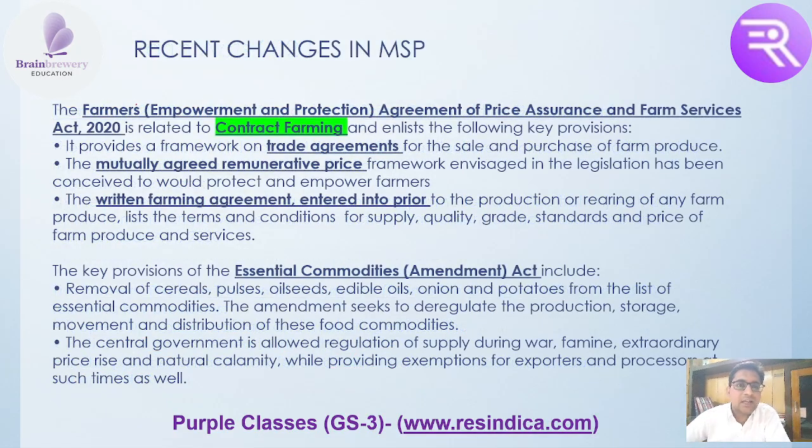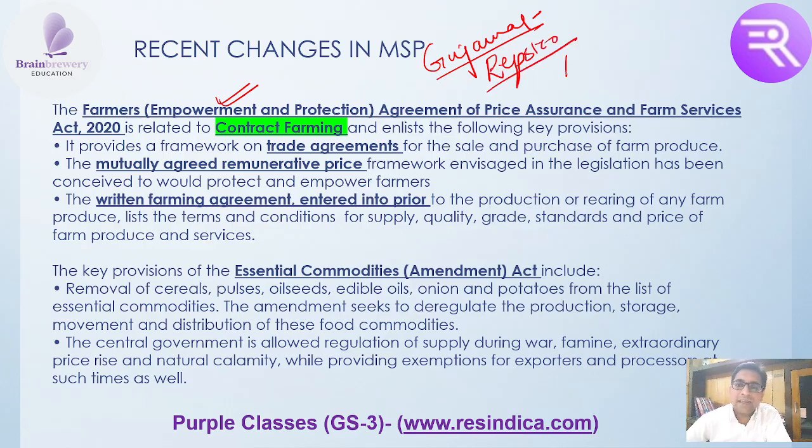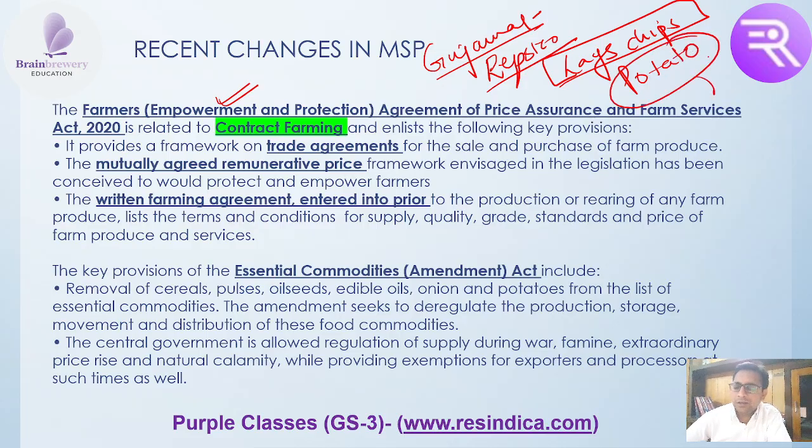Then the second one is the Farmers' Empowerment and Protection Agreement on Price Assurance and Farm Services. It is related to contract farming. There are a lot of farmers in Gujarat who are doing contract farming with big industries, like PepsiCo, which has the product Lay's chips, right? Lay's chips have done contract farming with the farmers of Gujarat for potato. They require a certain type of potato which is longer in length and heavier.